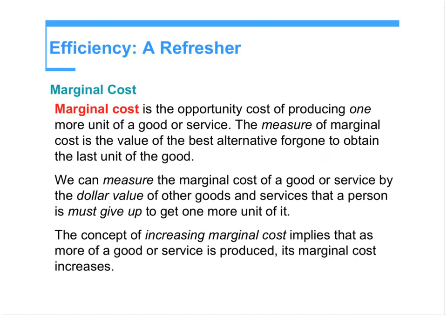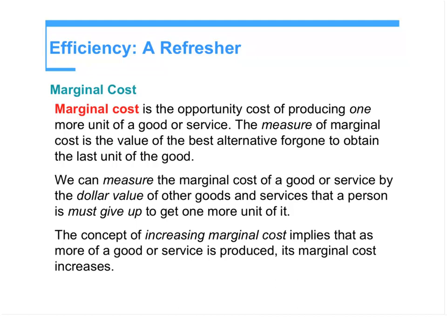So what is marginal cost? Marginal cost is the opportunity cost of producing one more unit of a good or service. The measure of marginal cost is the value of the best alternative foregone to obtain the last unit of the good. So we can measure the marginal cost of a good or service by the dollar value of all other goods and services that a person must give up to get one more unit of it.